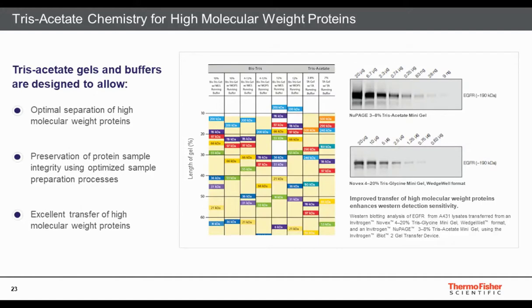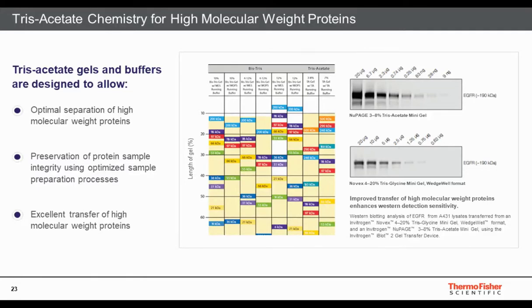The Tris-Acetate chemistry is specialized for optimal protein separation and transfer of high molecular weight proteins up to 500 kilodalton in size. If you are working with high molecular weight proteins like EGFR, BRCA, or some membrane protein, this is an ideal gel chemistry for such applications. Migration charts are provided by all precast gel chemistry vendors, and they are a great resource in deciding which particular gel chemistry or gel percentage within a chemistry will be optimal for your protein of interest.